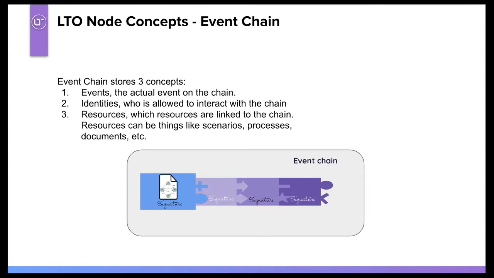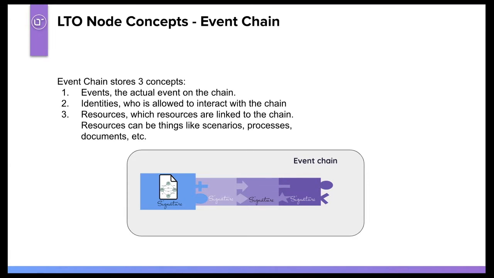All the actions taken in the workflow are logged onto the event chain. This event chain is also stored in the node. It contains all the events leading to new actions in your workflow. It also stores the identities. Identities determine who is allowed to interact with your chain. If an identity includes the public key of a user, then all the events signed by this public key will be accepted on the chain.